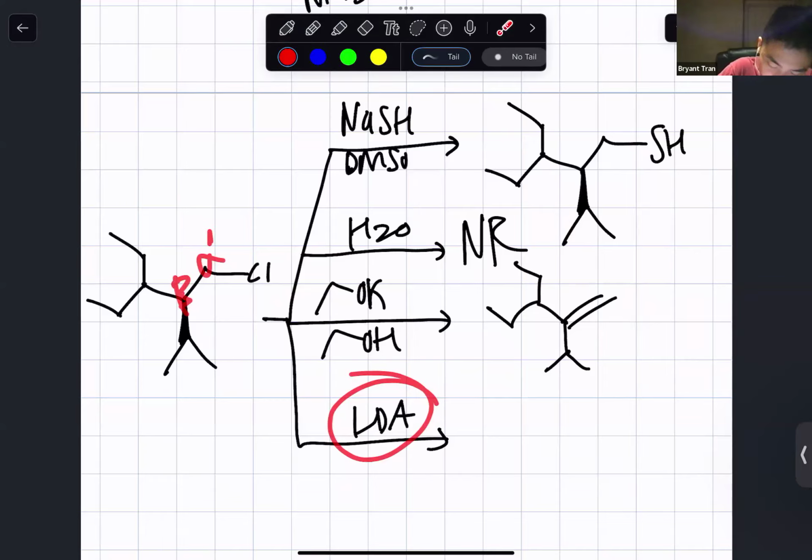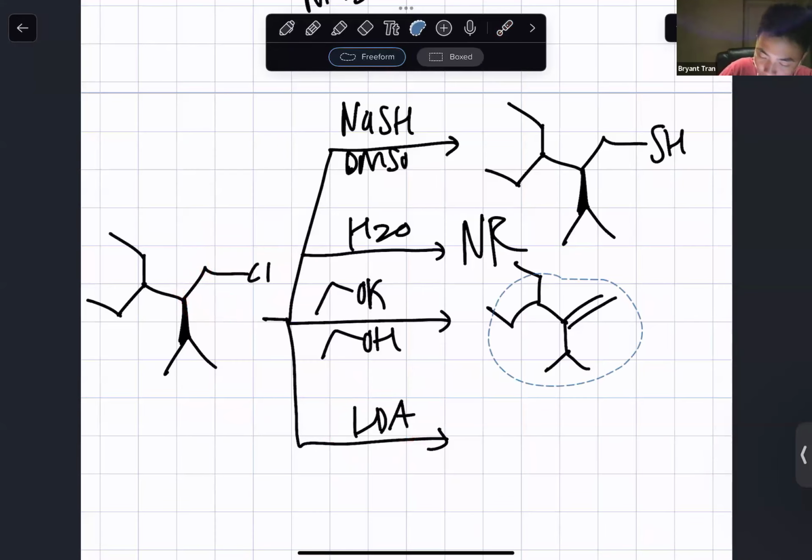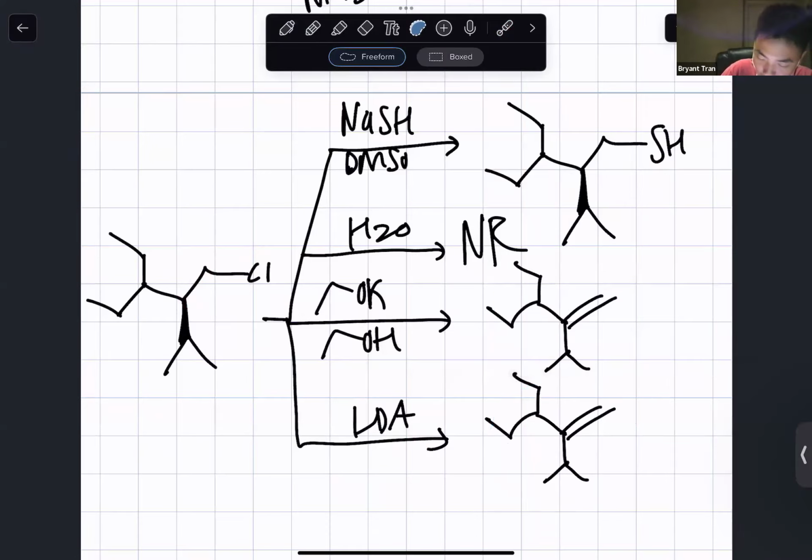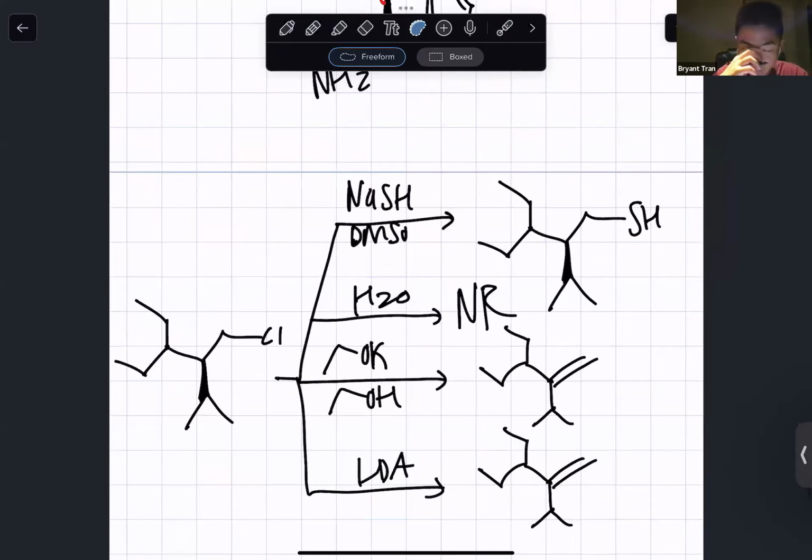There's only one beta carbon with one beta proton. There's no other beta proton to grab, so it's gonna lead to the same product as the last one. Right. Like that.